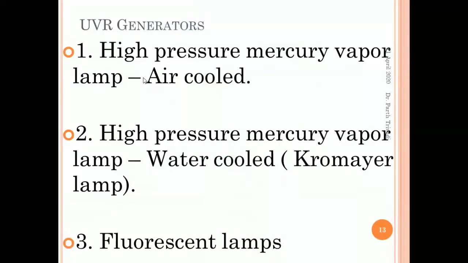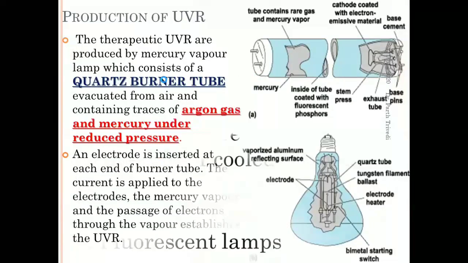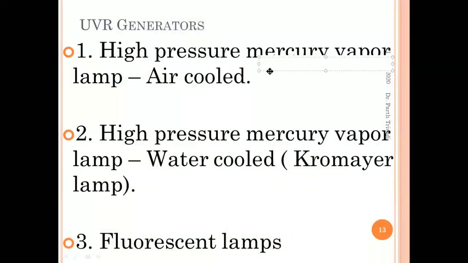Generally, therapeutically, we can produce UVR. We cannot use just sunlight as our therapeutic modality. We have to produce UVR therapeutically. Now, this therapeutic production is done by high pressure mercury vapor lamps, which are also known as sun alpine lamps. Clear? Then we have chromier lamps and fluorescent tubes. Clear? So it is very essential that you all know these kinds of productions.